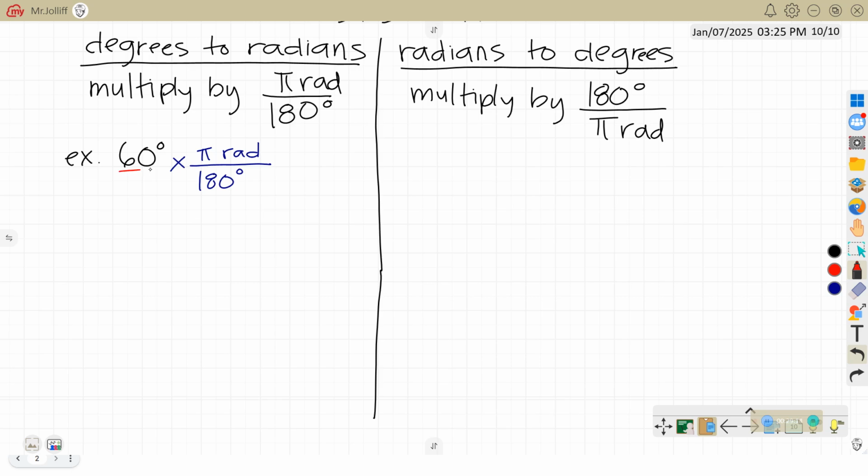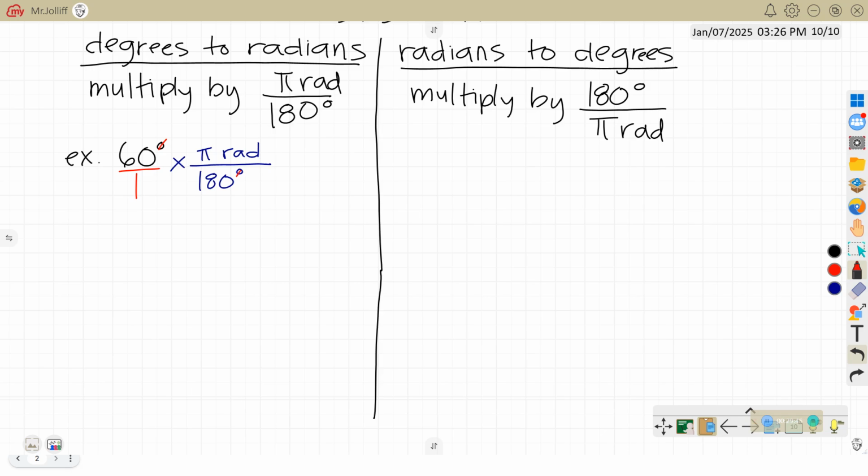I know whole numbers are fractions over 1. And I know when I multiply fractions, I can cross cancel between tops and bottoms. And then I multiply across the top, multiply across the bottom. The first thing that I see that cancels are the units. Degrees on top, degrees on bottom go away. I've got radians in my answer. I'm happy now. I just have to deal with the numbers.